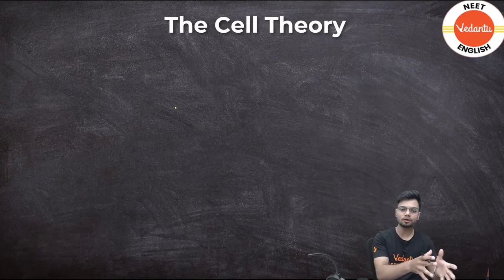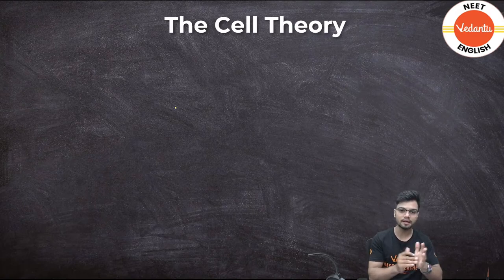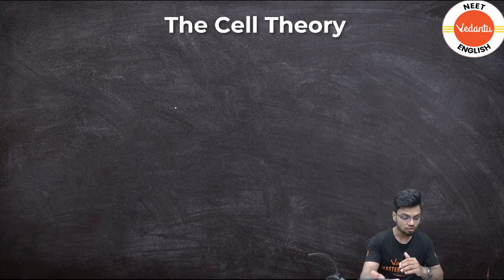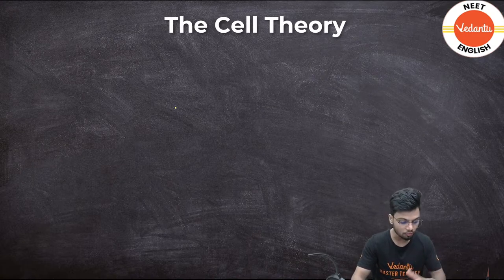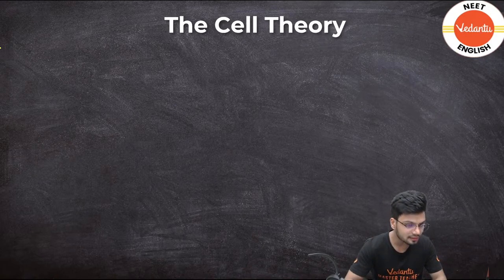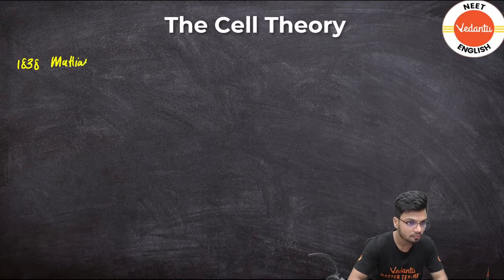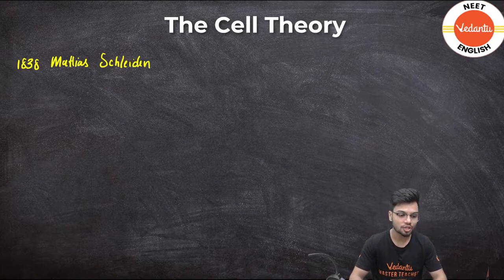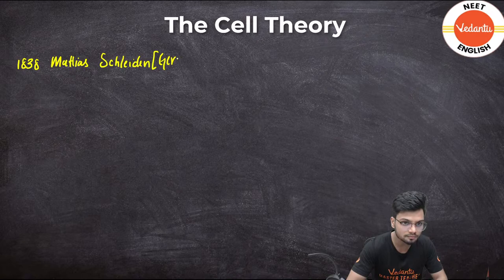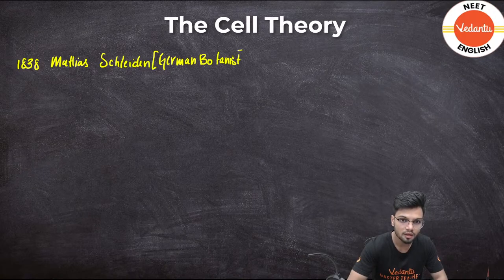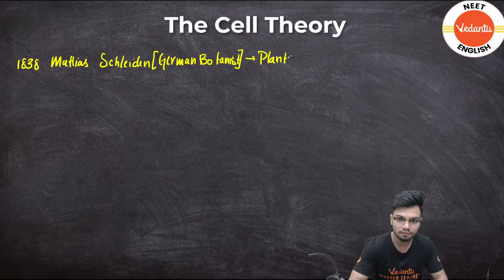Now, let me tell you the actual cell theory. This was just the scientists who worked on the cell. But the actual cell theory was given by two different scientists initially. One was a German botanist. The other one was a British zoologist. The first cell theory was given in 1838 by Matthias Schleiden. He was a German botanist, and a botanist would obviously work on plants.